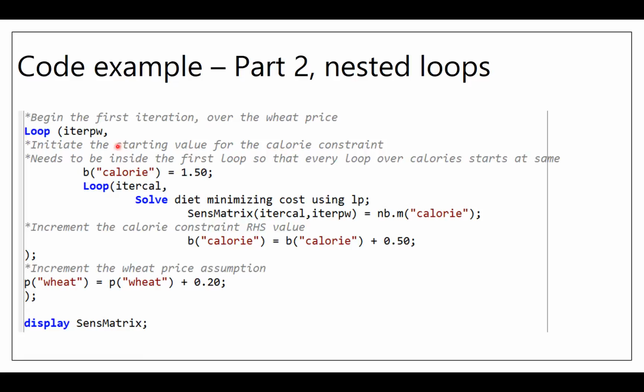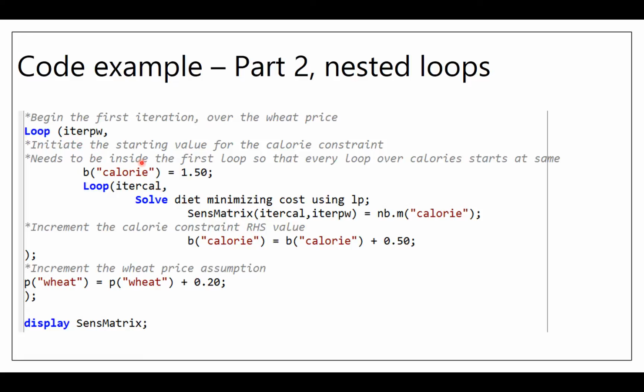And then inside of that first loop, we need to initiate the starting value for the calorie constraint. It has to be inside of here because every time we run through the interior loop and we change the price, we start with 50 cents as the price, and then the next time through we're going to use 70 cents as the price. So when we get back into the second loop for calories, we want it to start at the same place. We don't want it adding on to the last value for the calorie constraint, so we reset it right here. And so this just says every time right before you enter this calorie loop, start at 150, and then you'll make the adjustments inside of that loop.